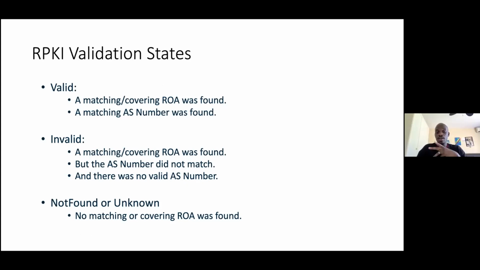Not found or unknown would be if you don't have a ROA. So most of the internet is typically in this area where they don't have a ROA that's covering their prefixes. So most of the routes you might see out there would be either not found or unknown, depending on what your router decides to write.